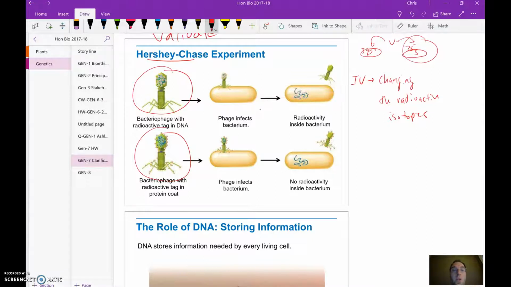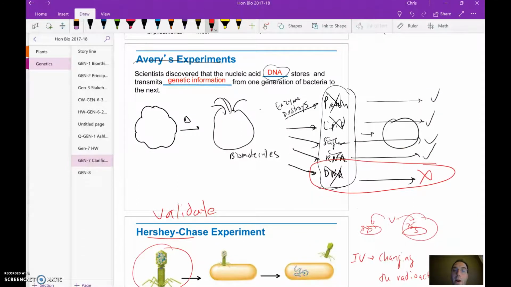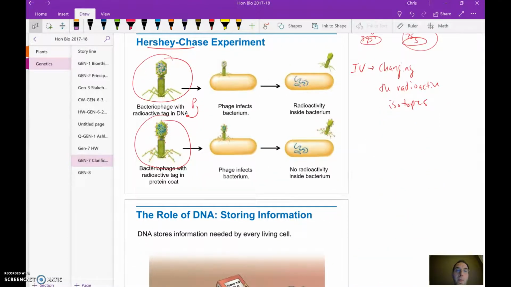Why is this important? It's so critical because phosphorus is only found in DNA or RNA, but remember, we know that it's not RNA that's a transforming factor, because it was only the enzyme that broke down DNA that prevented transformation. And sulfur is only found in protein.